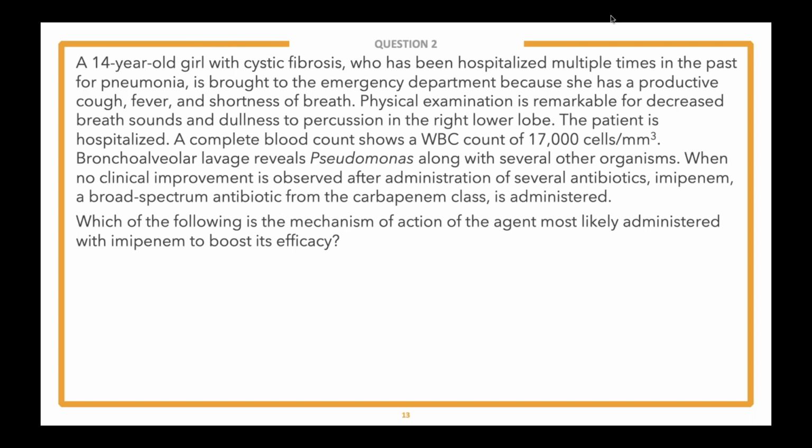When no clinical improvement is observed after administration of several antibiotics, imipenem, a broad-spectrum antibiotic from the carbapenem class, is administered. Which of the following is the mechanism of action of the agent most likely administered with imipenem to boost its efficacy? And with that, I will hand it off to Ari Stone.